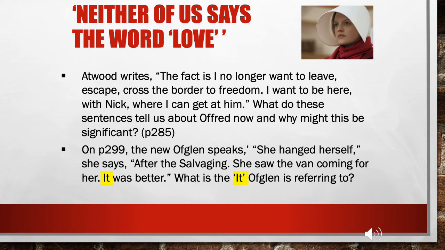The next task on page 299, the new Offglen speaks. She hanged herself, she says, after the salvaging. She saw the van coming for her. It was better. You're going to need to do some hard thinking, because what I'm asking you here is, what is the it from it was better that Offglen is referring to?